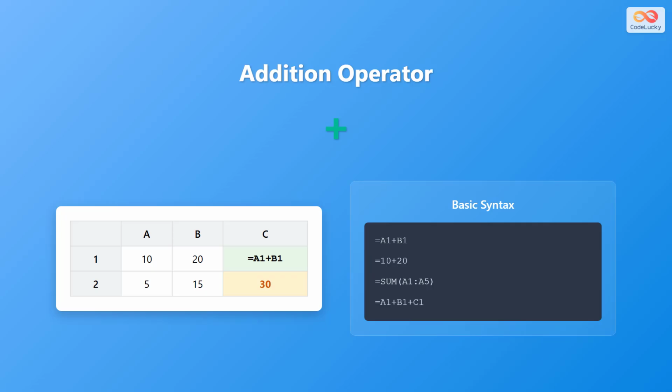The SUM function can also be used, =SUM(A1:A5), to add up a range of cells. Multiple addition is also possible, like A1+B1+C1.